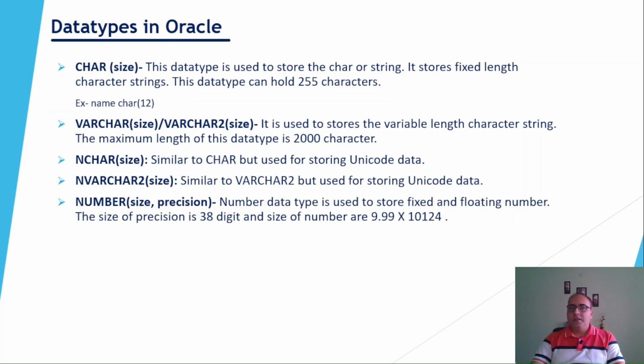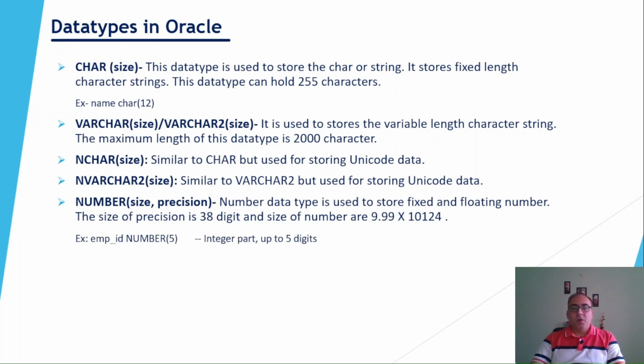Then we have NUMBER. This is basically used to store fixed and floating numbers. Using this data type, we can store integer as well as floating numbers. Let's look at the syntax of this data type. First we'll have NUMBER, then size, and then precision. For integer we need not define any precision, but for floating numbers we have to define the precision. Let's discuss some examples regarding this data type.